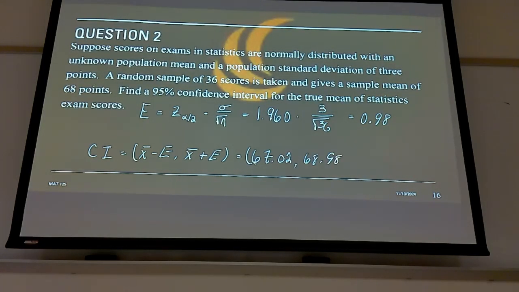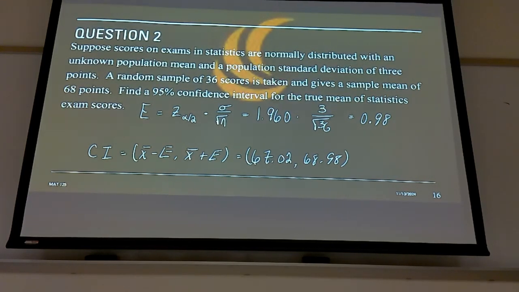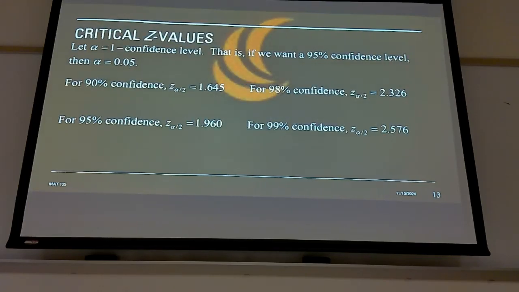So 68.98. And how do you get the 1.96 over here? That is the critical value that was given. Where was it given at? Oh, done. Okay, thank you. Otherwise, you have to find it from the chart if it's not given. But again, for the most part, it's going to be one of those 4 values.